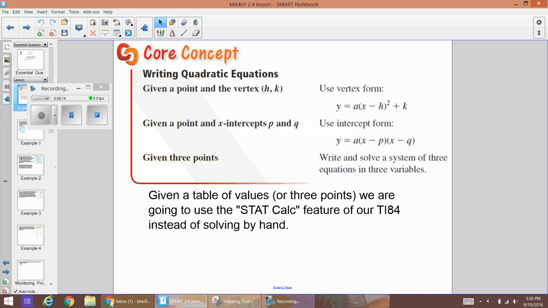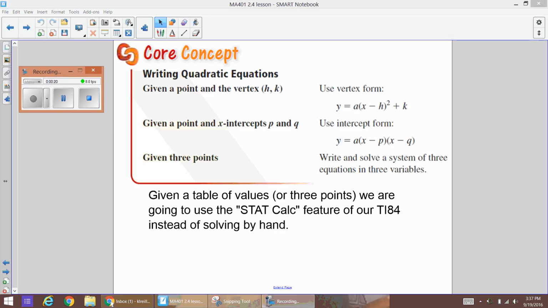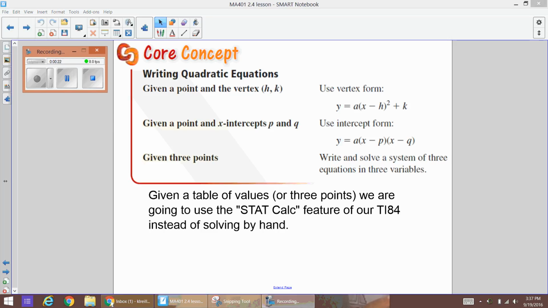Now, what we need to do is use these formulas that we already have. They are already something that's on our cheat sheet, but we're going to use them. If you are given a point and the vertex, you are going to use the vertex form formula. If you're given a point and the x-intercepts, you want to use the intercept formula. And if you're given 3 points, you could write and solve a system of 3 equations and 3 variables, but you're not going to. What you're going to do is use the stat calc feature in your calculator, because that's what I've taught you how to do, and that's how I like to do it.